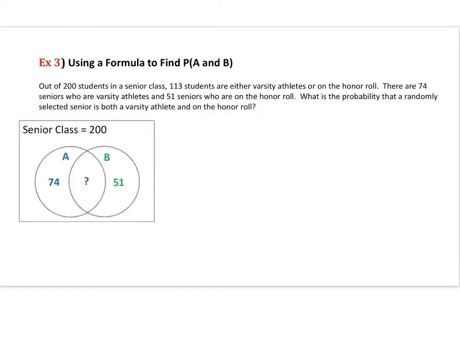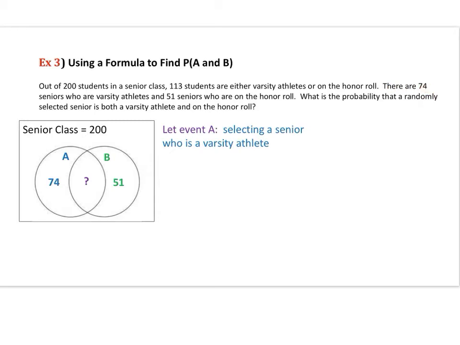So the big picture is that we have a senior class that totals 200. And we have two different categories. We've got varsity athletes and we've got honor roll. Let's define event A as selecting a senior who is a varsity athlete. So our Venn diagram, the total is our senior class. That means everybody in this circle plus everybody in this circle are a part of the senior class of 200. But A is a senior who's a varsity athlete. So this number 74 is just the number of senior athletes, which is given in our text.